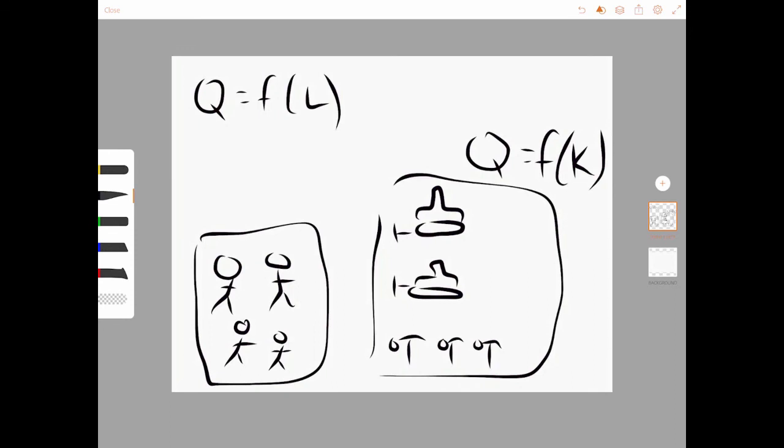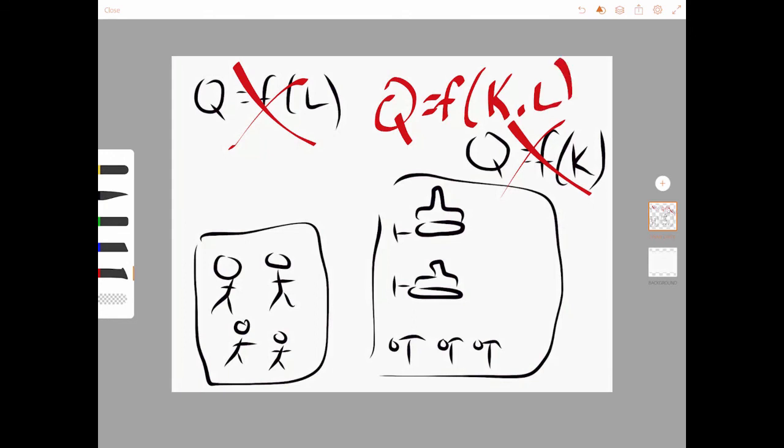So having just one input, or just having capital, or having just labor doesn't really get you very far. Instead, what you want is a production function that allows you to combine both inputs so we can put these two things together and have some output.